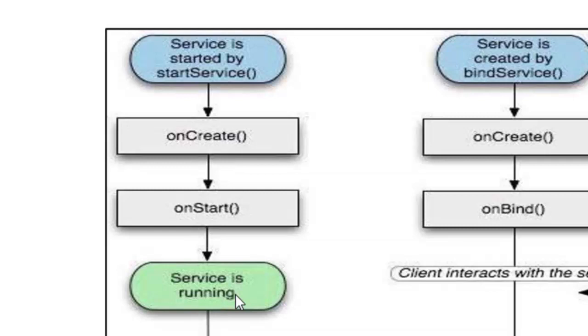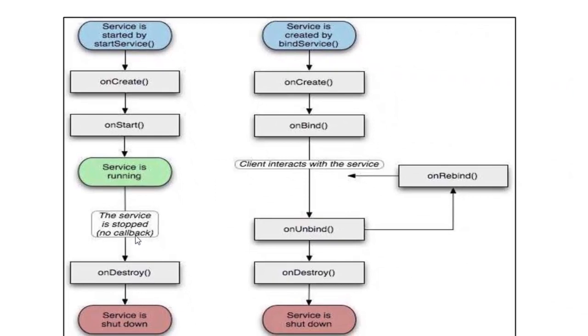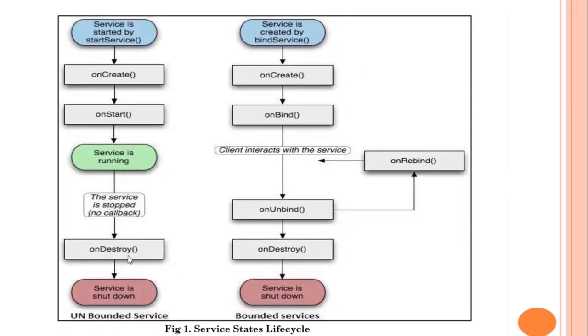Now here you can see the service is running. The service is stopped, no callback. If the service is having no callback then the service will be stopped, and after that we will use the onDestroy method to destroy that service, because that service is currently not being used. So we have to destroy that service by using the onDestroy method. Now after this step, the service is shut down. This means the service is completely destroyed.